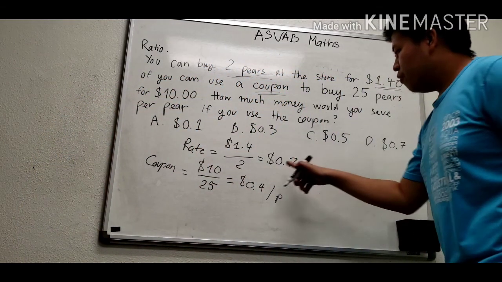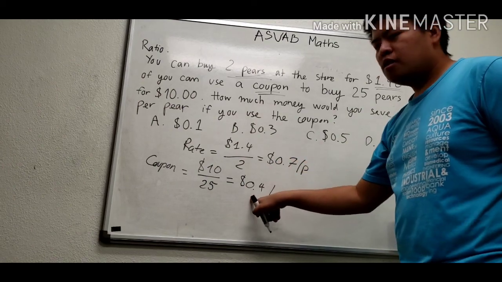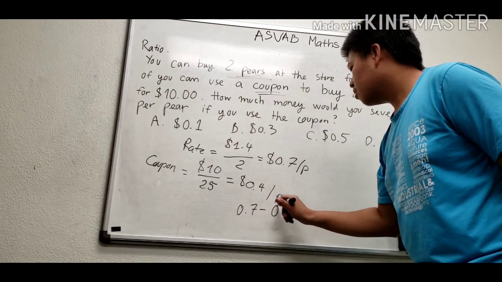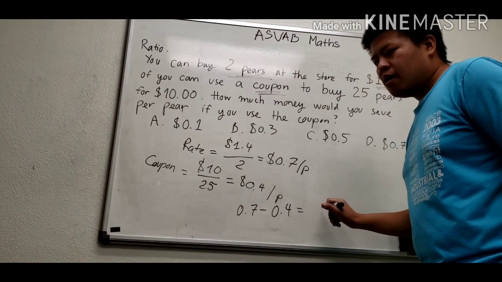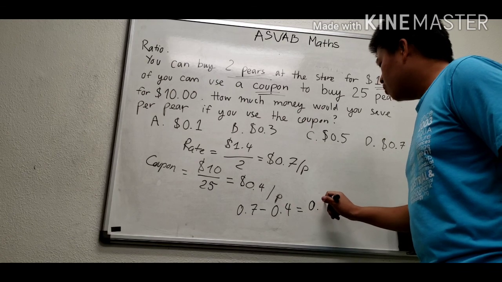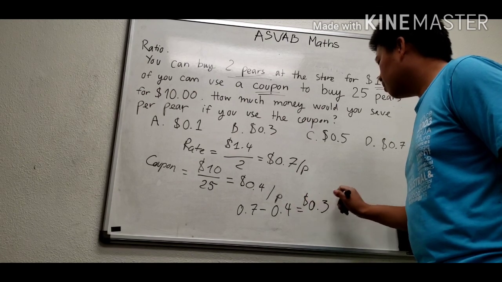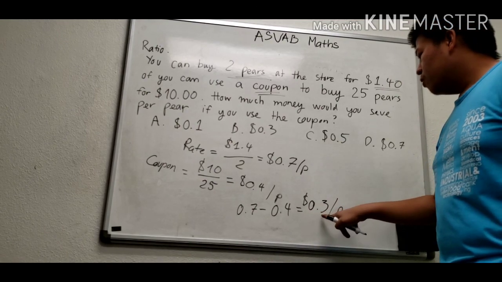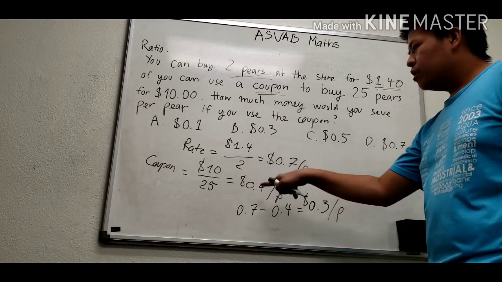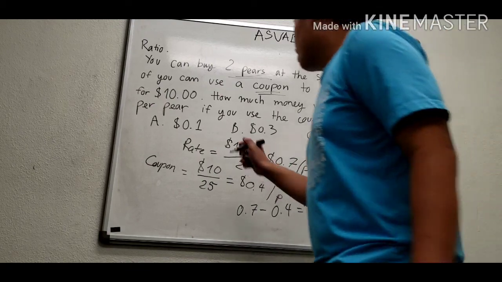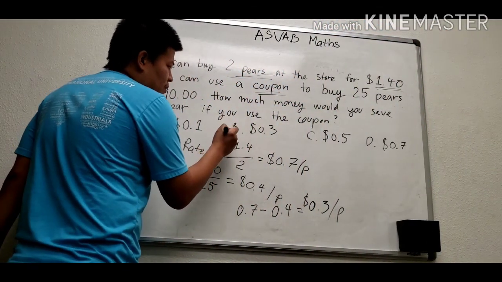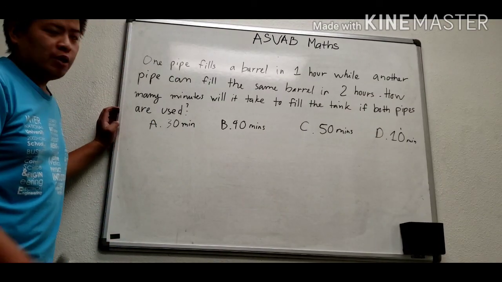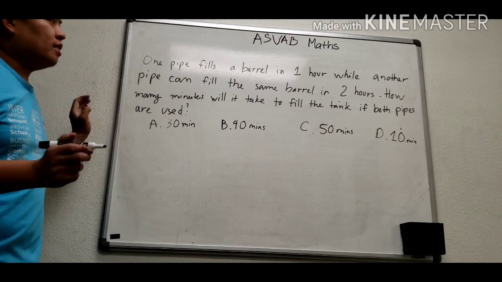So that's the difference between 0.7 and 0.4, which is about 0.3 per roll. This means that you can save $0.3 per roll if you use the coupon. So the answer of the question in this one is about the ratio. And I will show how to do the real ASVAB.